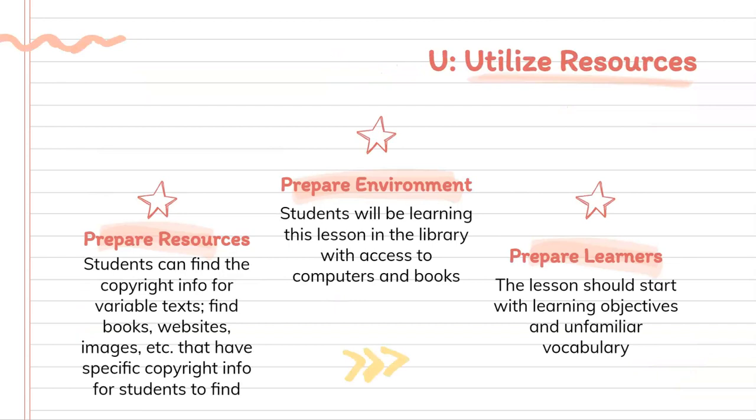For utilizing resources, the first is you've got to prepare. Students can find the copyright info for various texts, so we have to find books, websites, images, etc. that already have specific copyright information for the students to find. We will be presenting this lesson in the library, so that way they have access to computers and books and other resources. And then preparing the learners, the lesson will start with the learning objectives and some unfamiliar vocabulary, explaining copyright, fair use, and public domain.